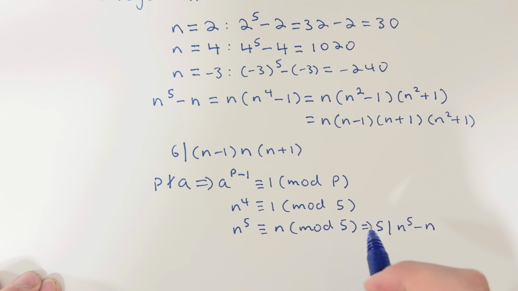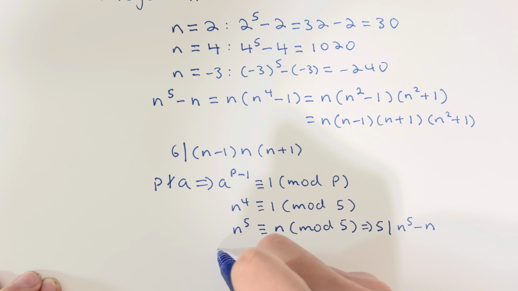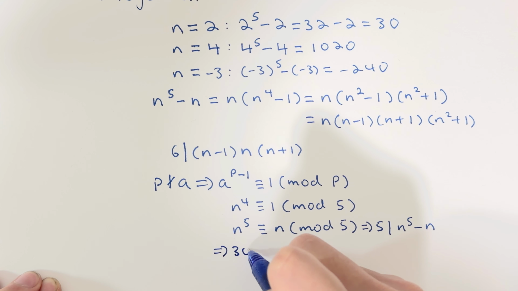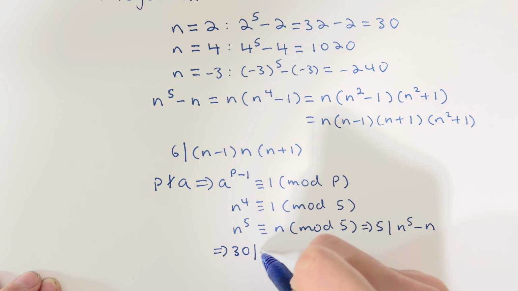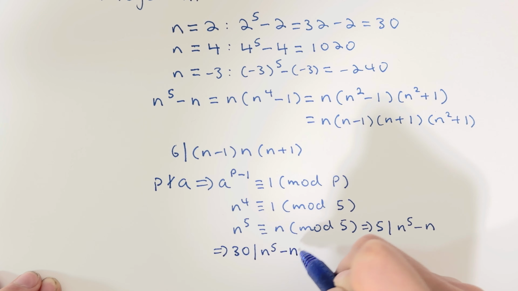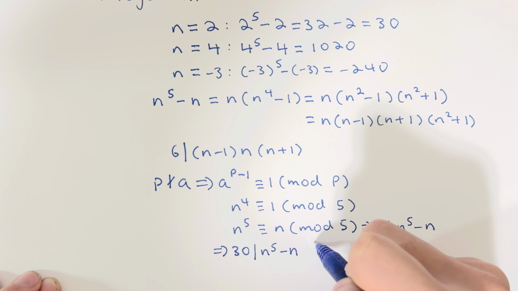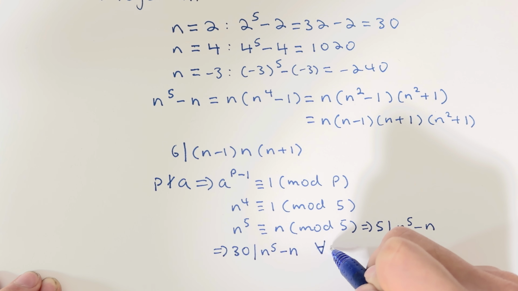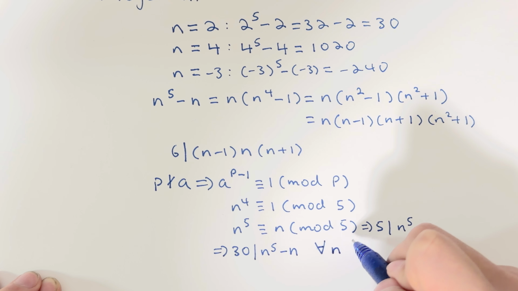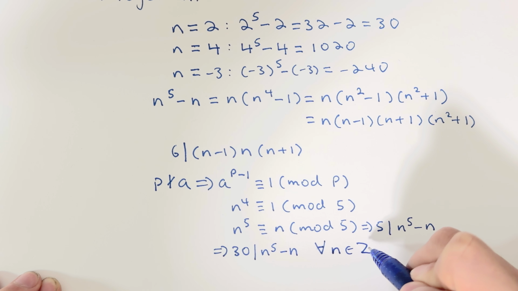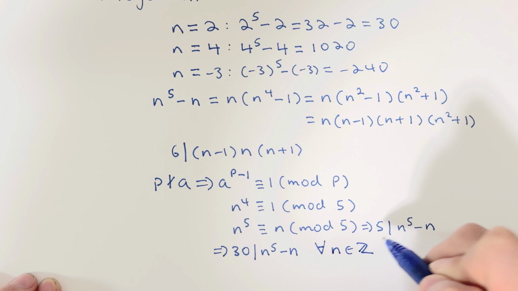So once you have that proved, since 6 and 5 are both factors of n to the power of 5 minus n, we can have 30 is a factor of n to the power of 5 minus n for all integers n. So that is how you prove this problem.